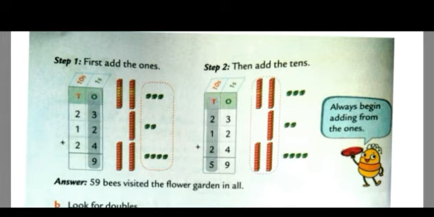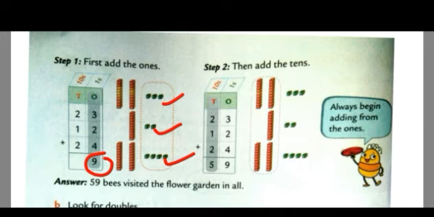How many are there? The numbers that are given here are 3, 2, 4. So first we need to add these three numbers. So count it on your fingers and tell me 3 plus 2 plus 4. So let's count now. 1, 2, 3, 4, 5, 6, 7, 8, 9. So the answer that comes here is 9. Now we move on to step 2, that is add the tens.